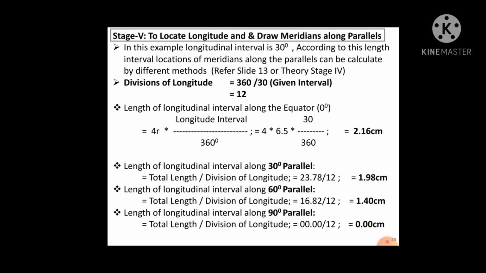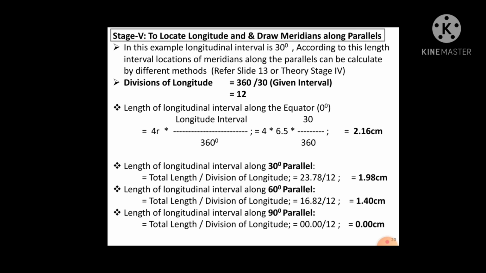Okay, after that, the most important thing, which is the last stage, where you have to find out the longitude interval of distance from the prime meridian to both sides of the prime meridian in the eastern and western hemisphere. Okay, and we have to draw the meridians along the parallels. As we know, the interval of longitude in this example is also 30 degree. So according to this interval, we have to find out the distances of the location of meridians along the parallel.